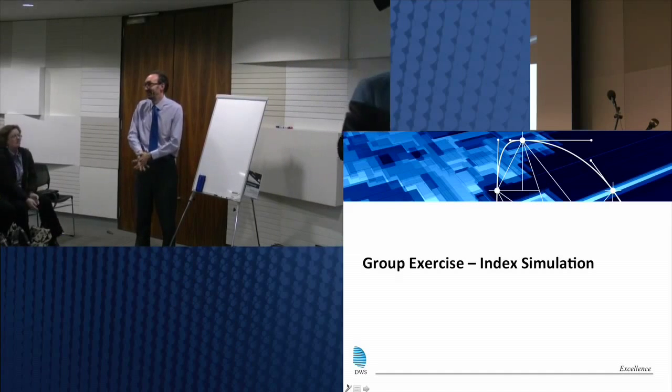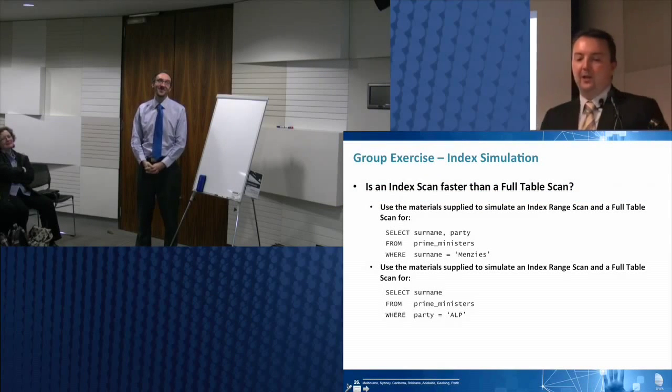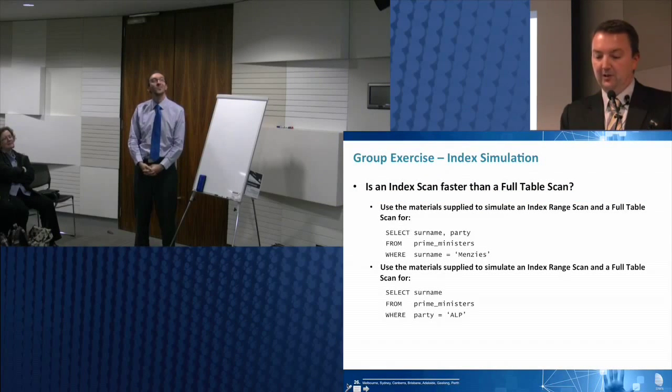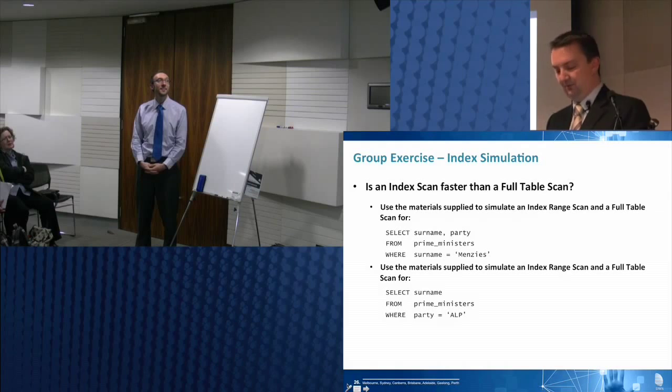Okay, for the group exercise, what we're going to do is simulate an index. I've got a couple of SQL statements here. Have a look at those. Select surname, party from Prime Ministers where surname equals Menzies. We're going to use an index on surname. And select surname from Prime Ministers where party equals AOP. I've got another index on party.